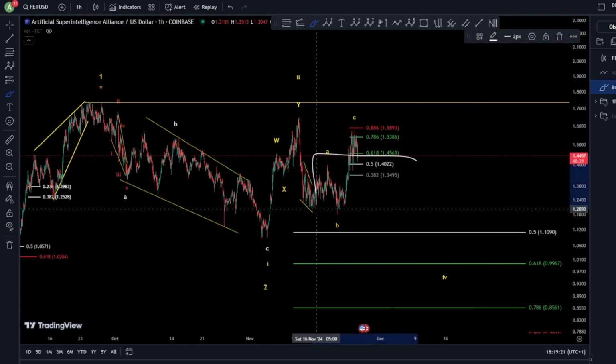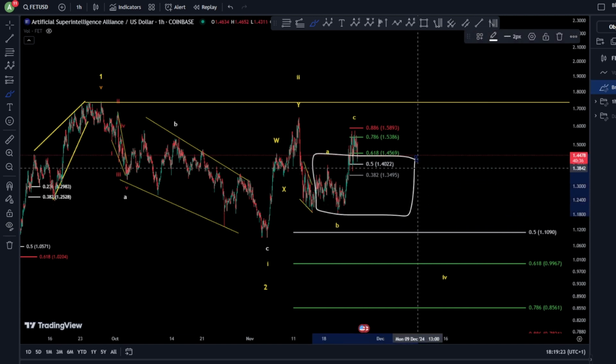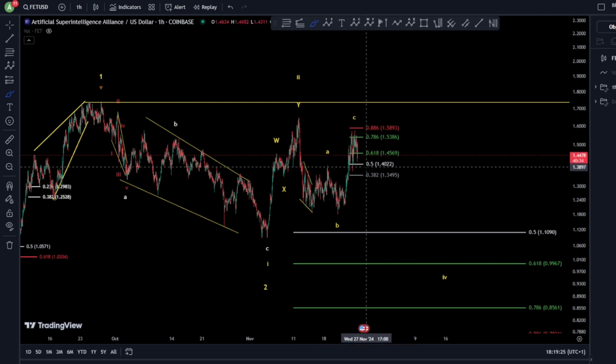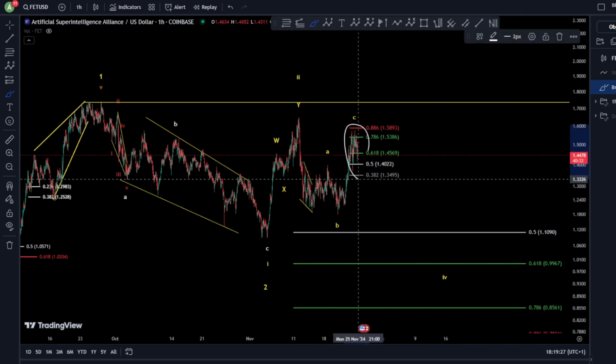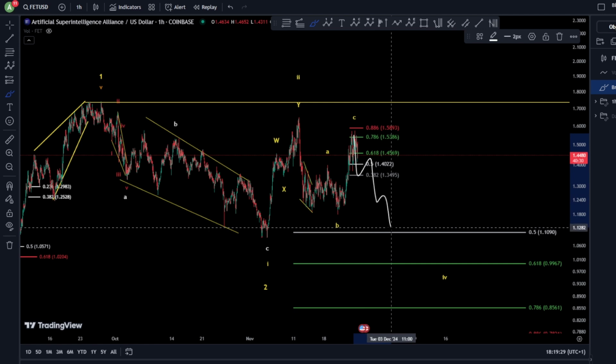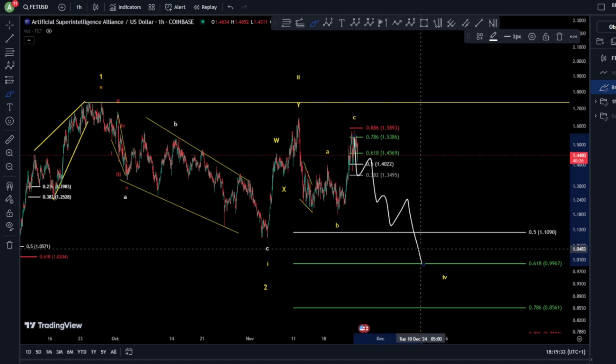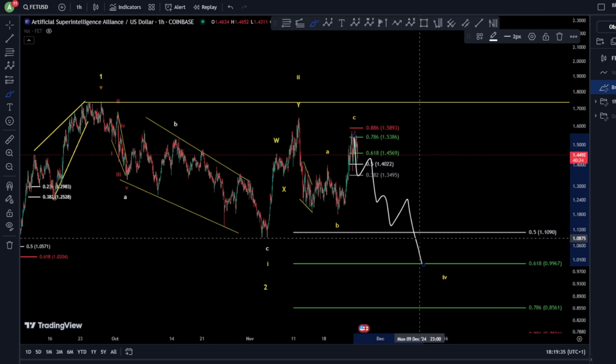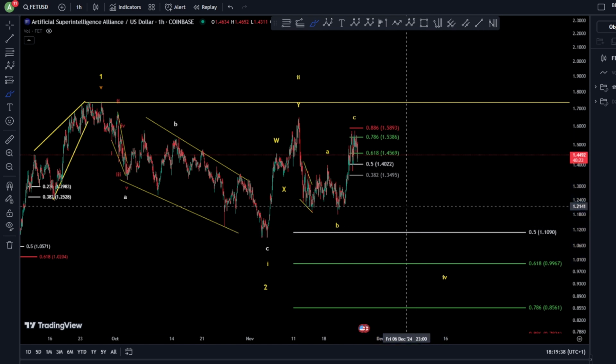So I consider that this area is still very dangerous to enter. There is no clear direction yet, unless we get, of course, a clear impulse here and we start to move down. Then, of course, I would say, okay, we are clear to move towards the downside, as we said.